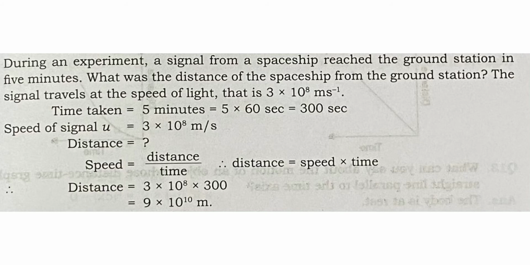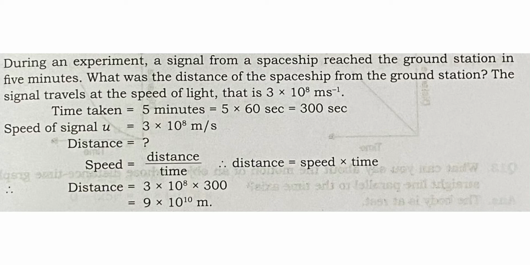Let us see another question. During an experiment, a signal from the spaceship reached the ground station in 5 minutes. What was the distance of the spaceship from the ground station? The signal travels at the speed of light, that is 3 into 10 raised to 8 meter per second.